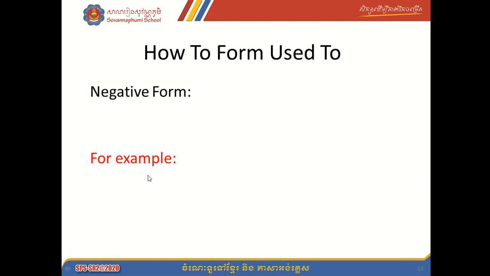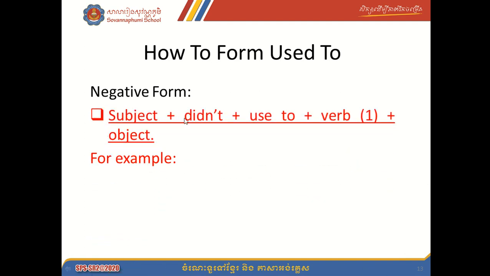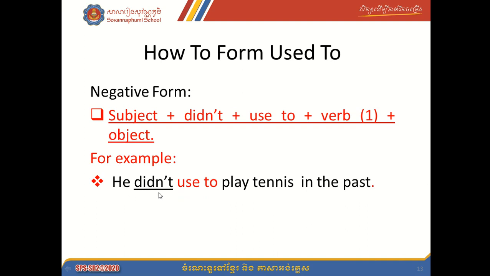Okay. Another one is negative form. We have subject plus didn't plus used to plus verb 1 plus object. For example, he didn't used to play tennis in the past. He is subject, didn't is didn't, used to, play is verb 1, and tennis in the past is object. He didn't used to play tennis in the past.